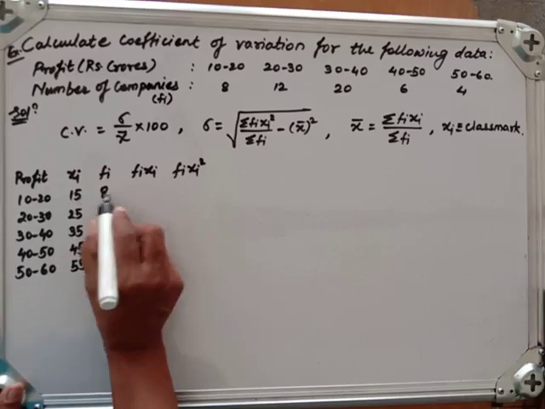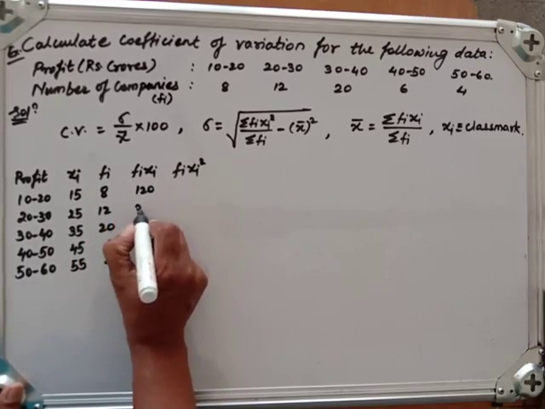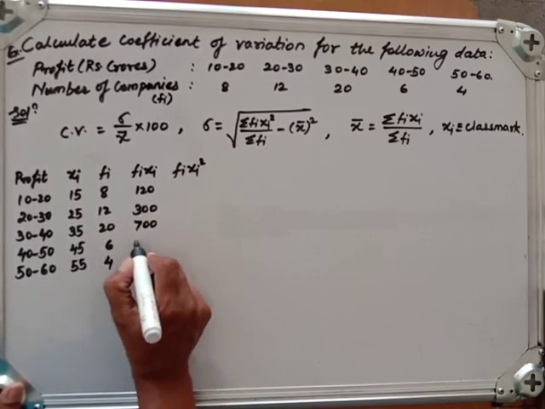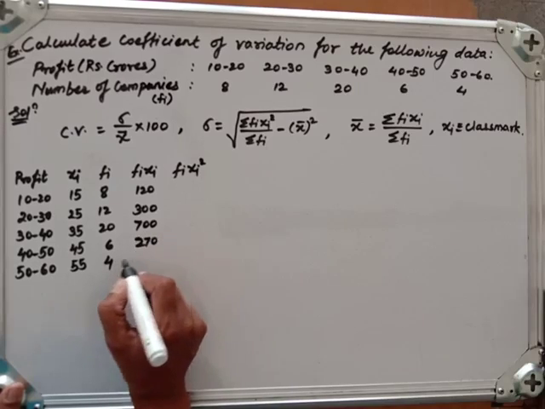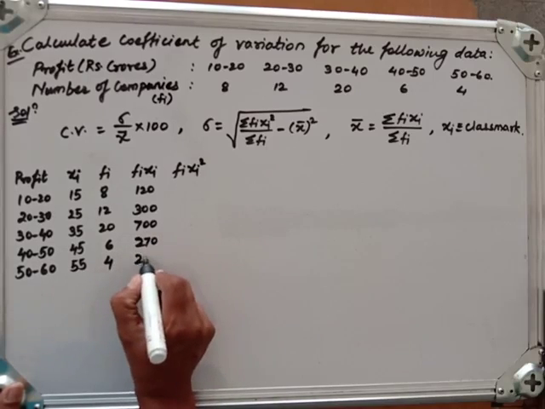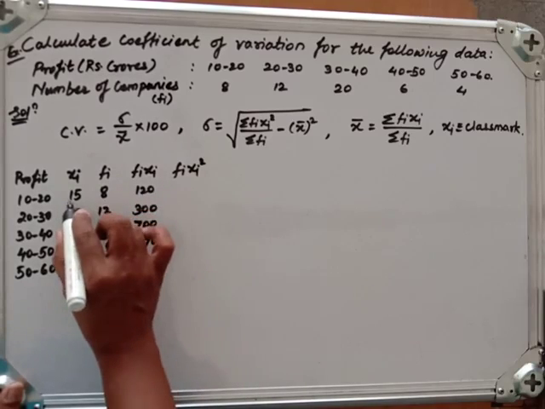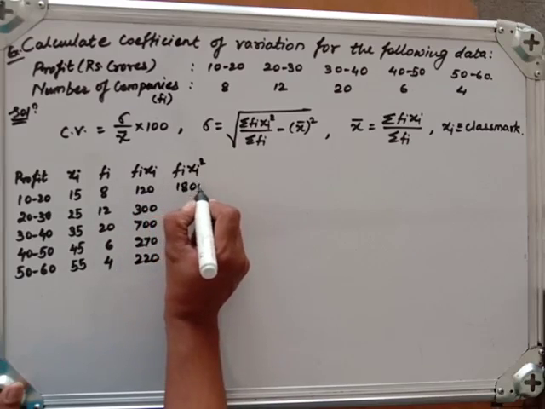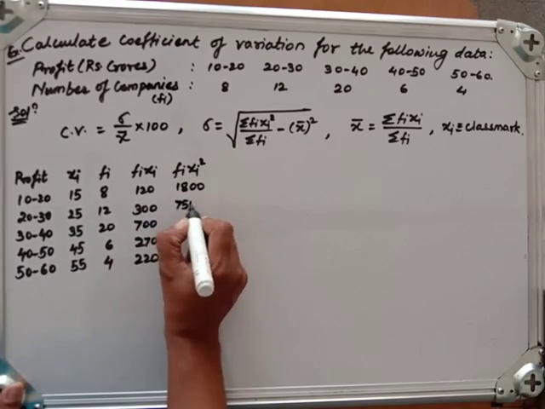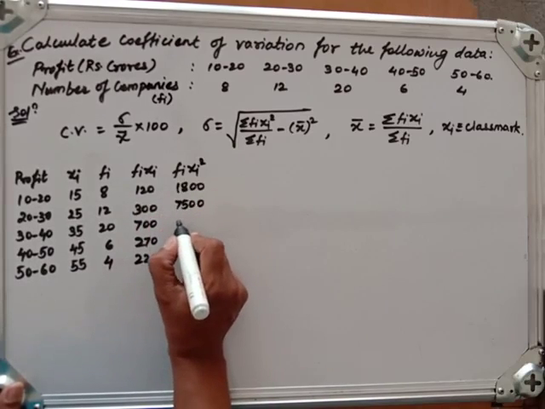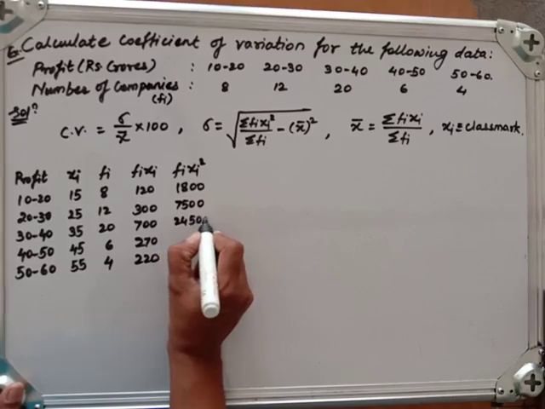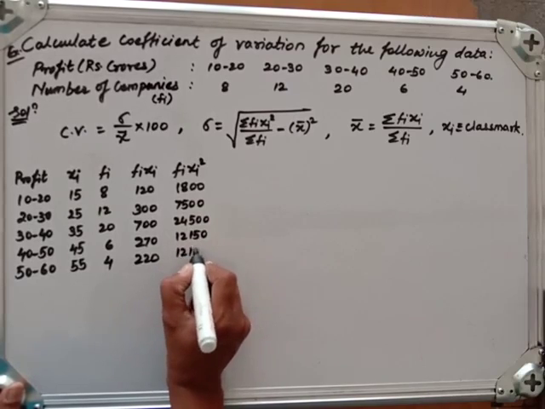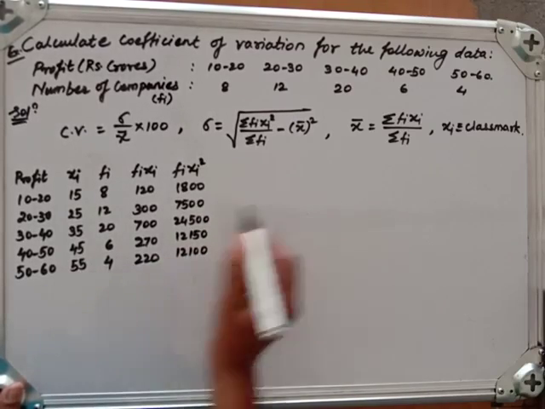Now let us take the product Fi xi. This is 120, this is 300, this one is 700, this is 270, and this is 220. And Fi xi into xi will be Fi xi square. So this will be 1800, this is 7500, this is 24,500, this is 12,150 and 12,100.